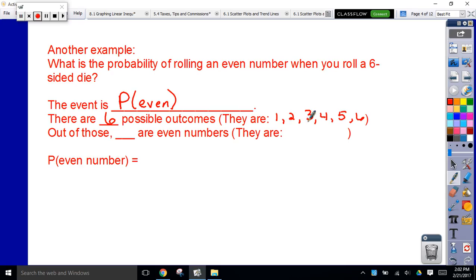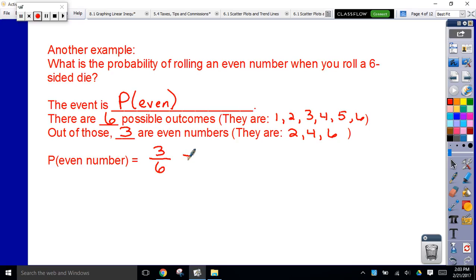Okay, out of these outcomes, how many of them are even numbers? Out of my list, Spencer? 3. So 3 of them are even numbers. What are the even numbers, Spencer? 2, 4, and 6. So to find the probability of getting an even number, we put how many are even on top. So there are 3 that are even over 6 total.